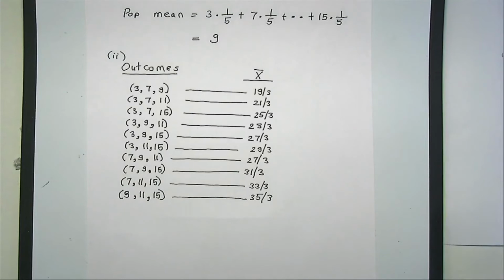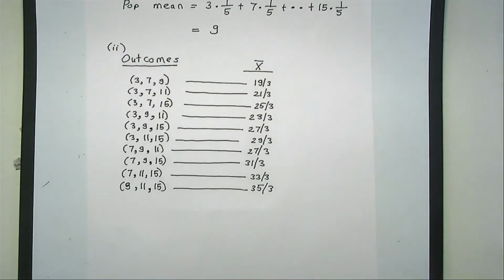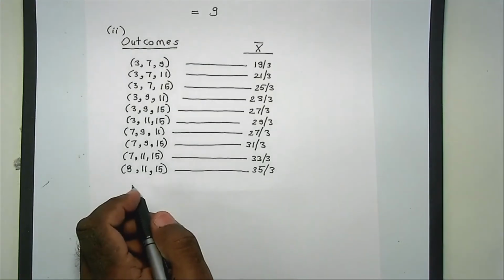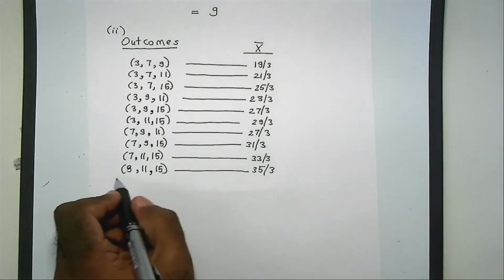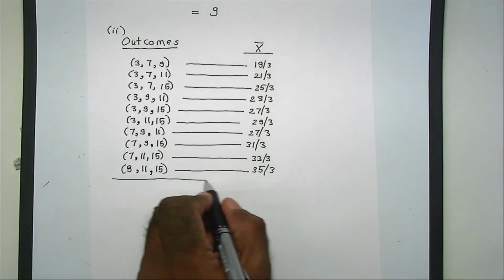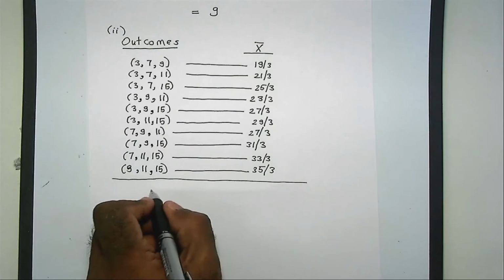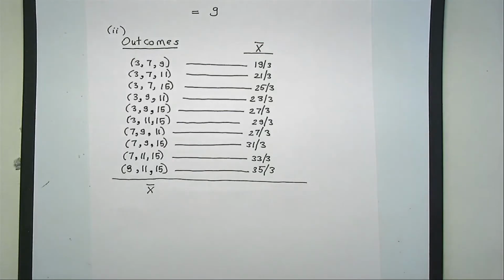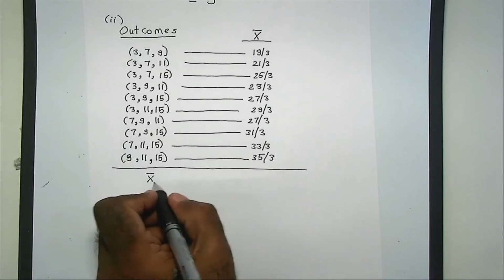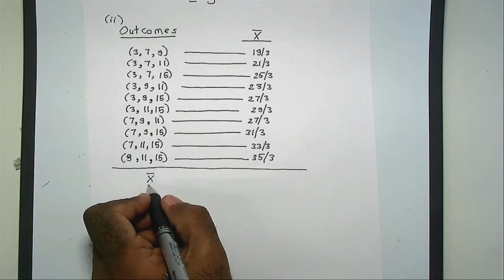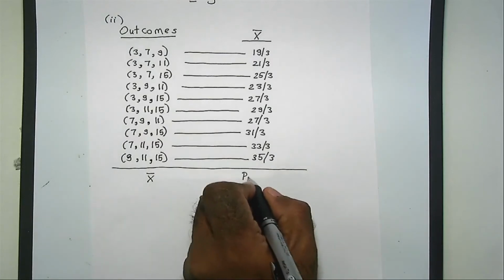Now, you can construct a table with the different possible values for X bar. So down here I'm going to create a new table. It has two columns. The first column lists the distinct possible values for X bar, and the second column gives you the probabilities.